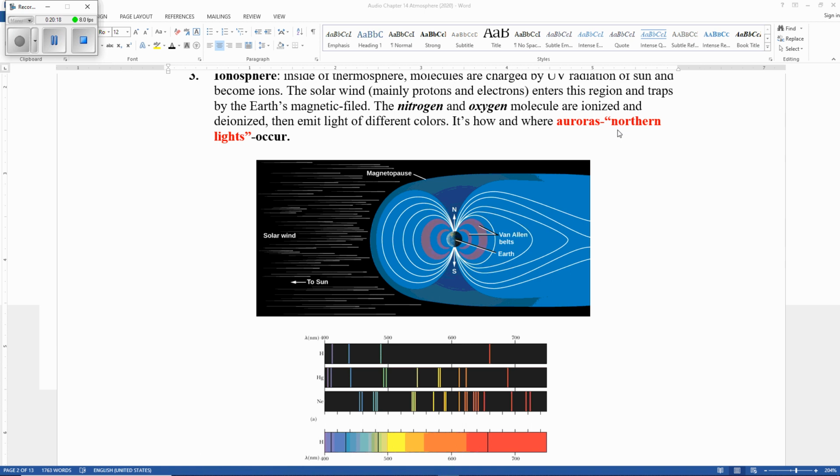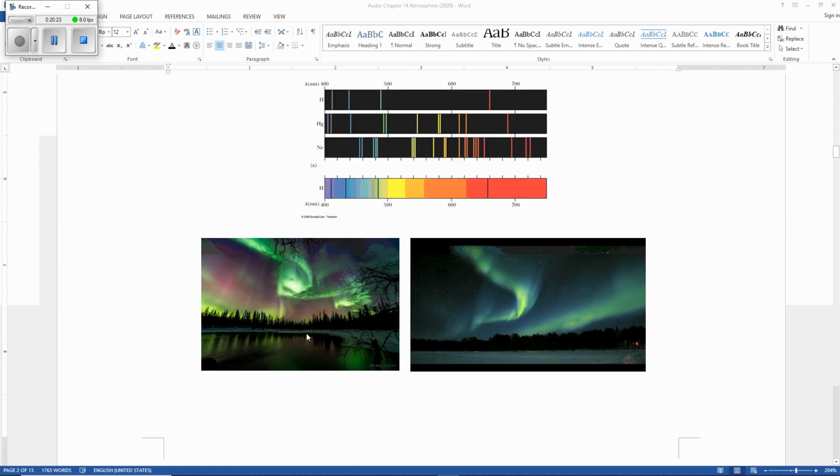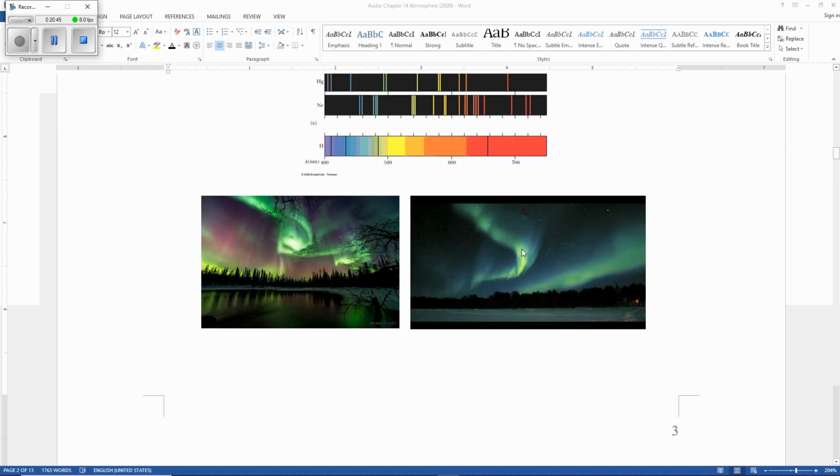Auroras, we also call northern lights. And here are two pictures. Beautiful. It's all because of the ions, the charged molecules. Lose electrons, catch electrons, then give you all kinds of colors. Different color, different frequency, different energy. So that's the reason.